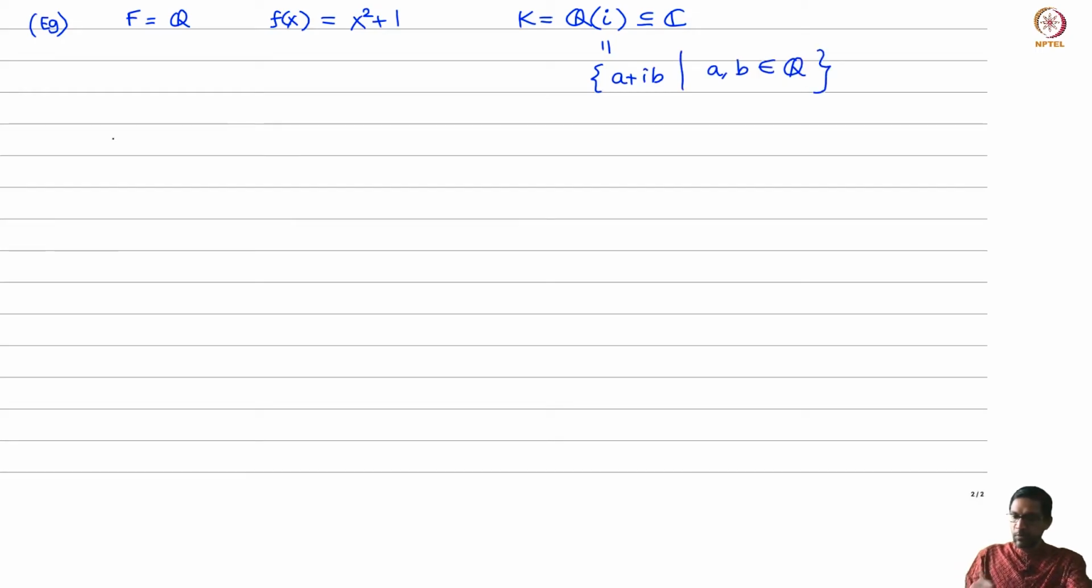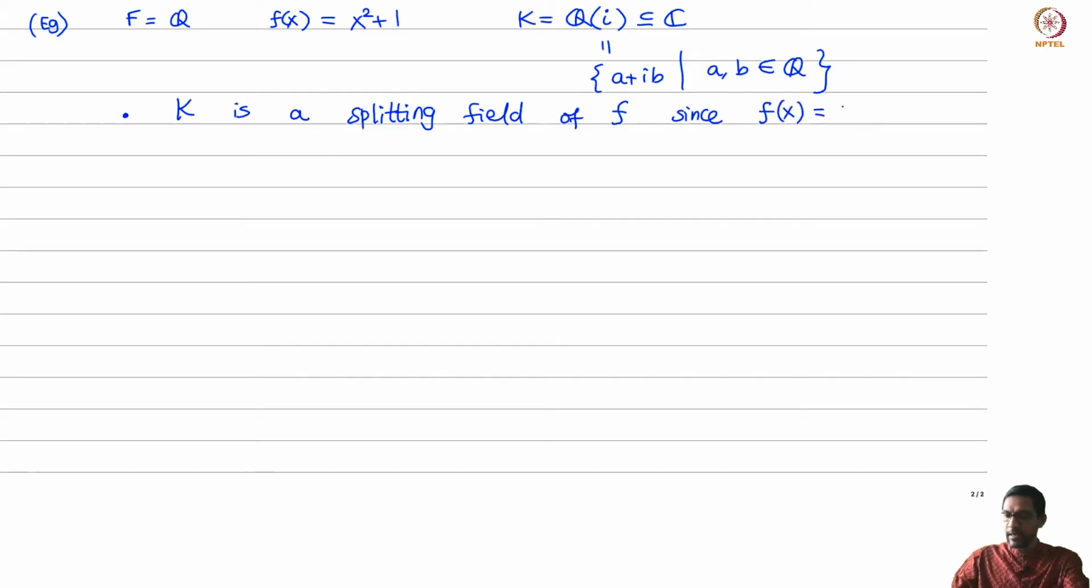Why is this field a splitting field in this case? We need to check the two conditions. I claim that K is in fact a splitting field of this polynomial f, because, first property, f should split into linear factors over K, and that's satisfied because this polynomial splits as (x minus i)(x plus i), and the i that now appears here is after all an element of this field. So you can think of this as the factorization of f(x) in the ring K[x], where K is now the field Q(i).